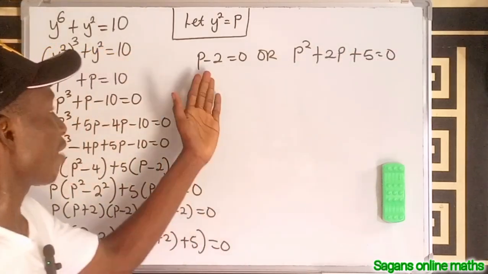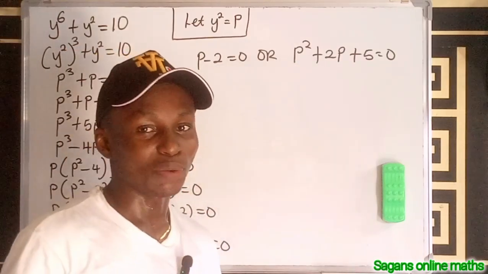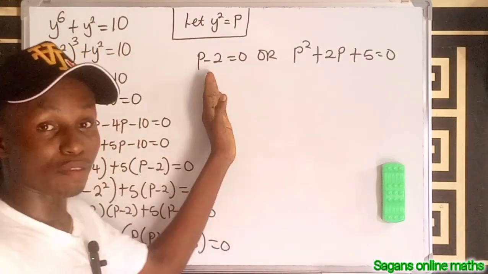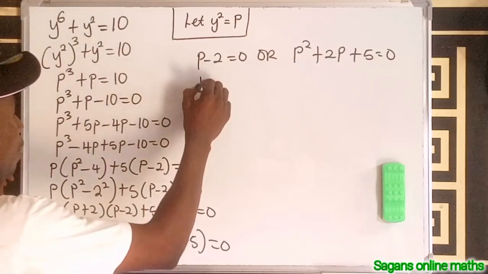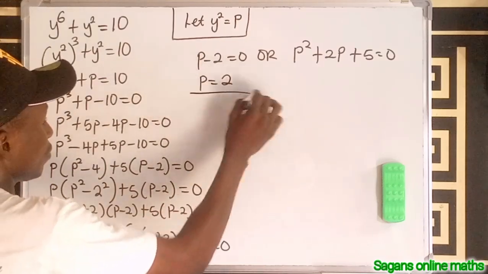Now I have a linear equation and a quadratic equation. But let's find our P from here. By adding 2 to both sides, our P will be equal to 2. This is the value of P.